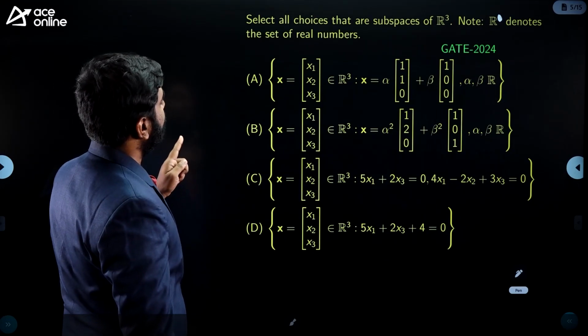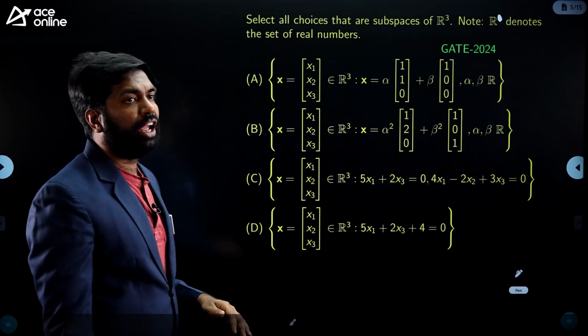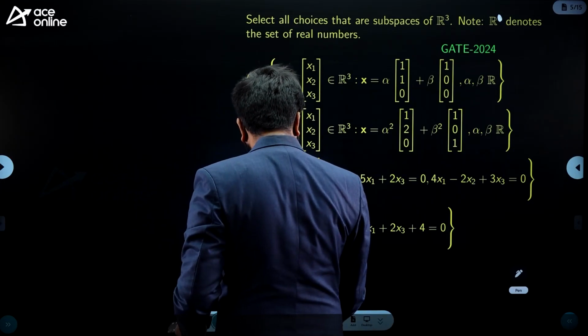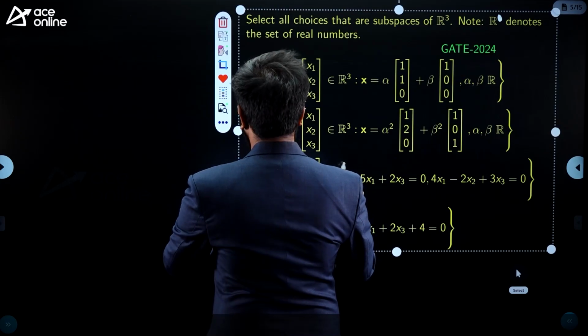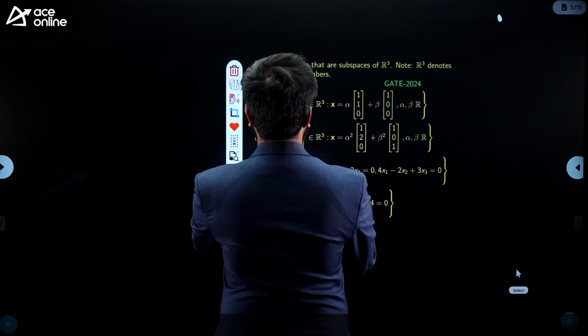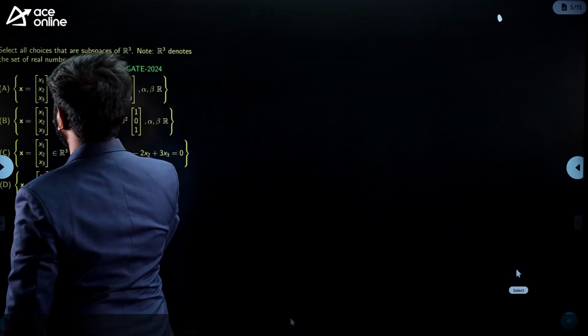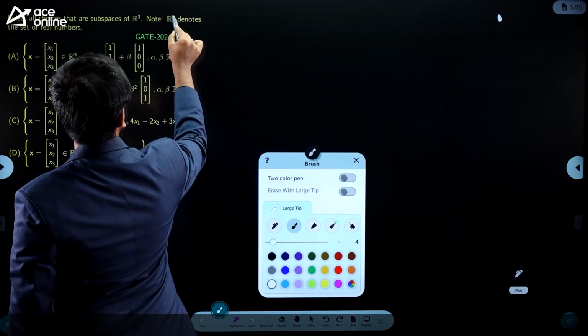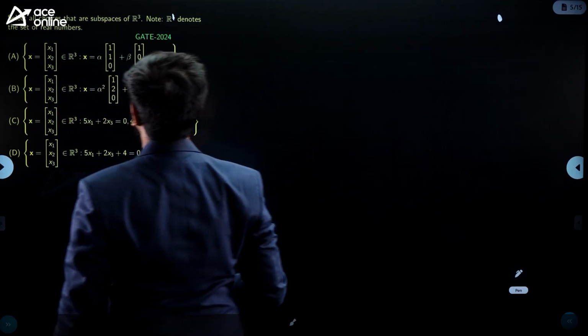Actually, this comes under an MSQ. They have clearly mentioned that it is an MSQ. So let us solve it. Let me minimize this. Here is the question, and this is R, not R3. So how do you solve?